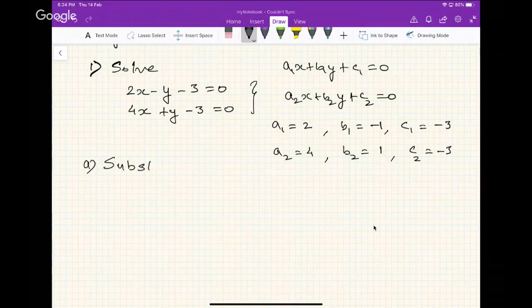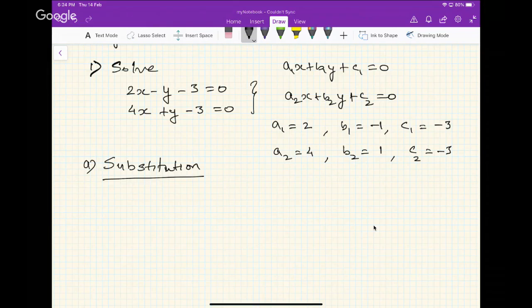What is substitution? You have to first express one of the variables in the form of the other variable. You can use any one of the variables, but usually we try to avoid fractions. So instead of expressing x in terms of y, I would go for expressing y in terms of x, because that would eliminate any appearance of fractions in the equation.